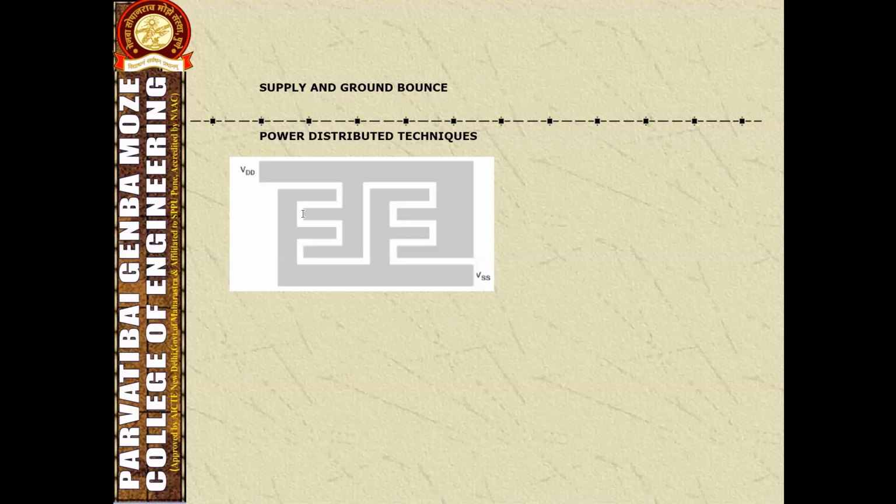Next point is power optimization. We know how to optimize the power consumption of an isolated logic gate when designing logic networks.